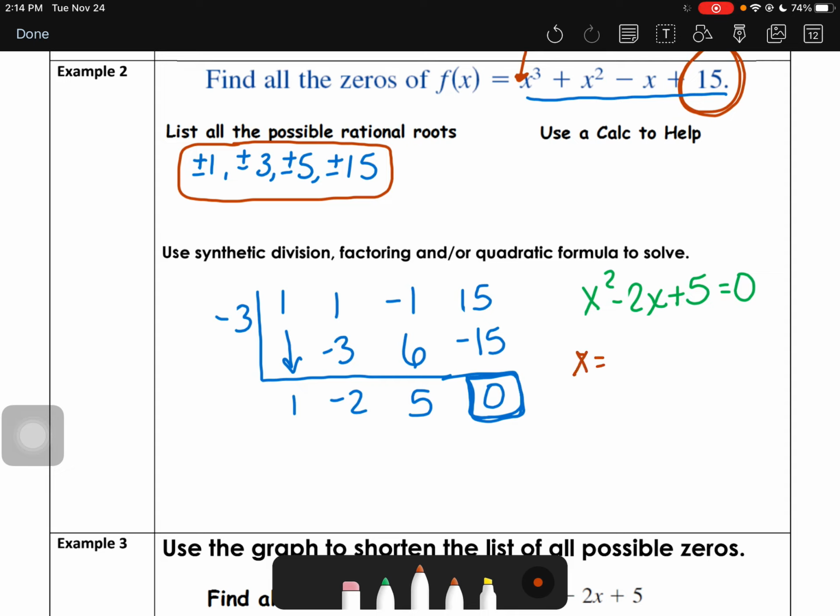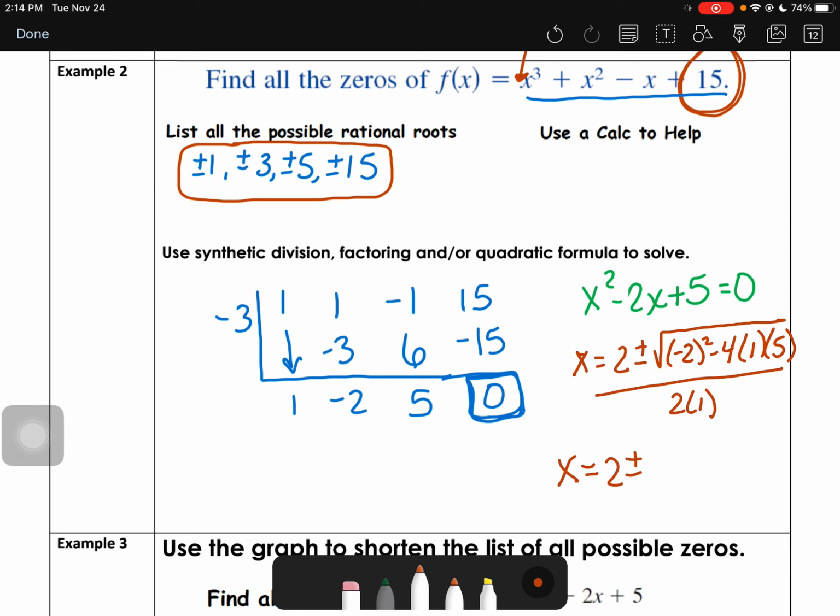So we have x equals -b plus or minus the square root of b squared minus 4 times a times c all over 2 times a. x equals 2 plus or minus, so -2 squared is 4. And then we have -4 times 1 times 5, which would be -20. And when we add those together, we get -16 all over 2.